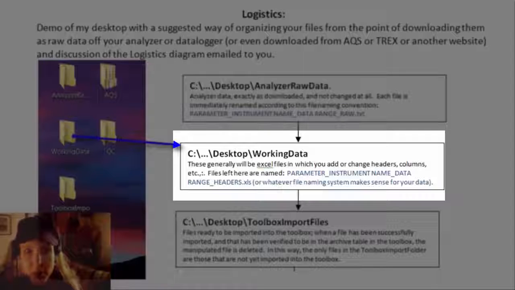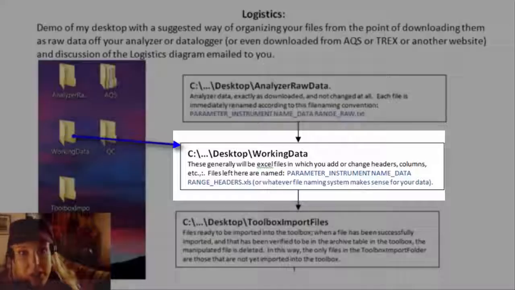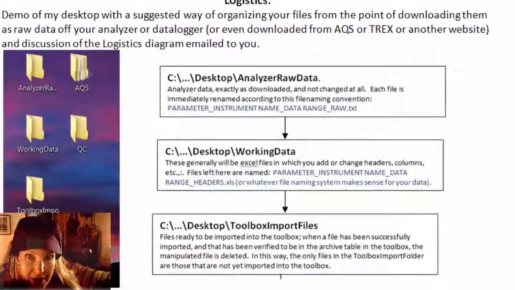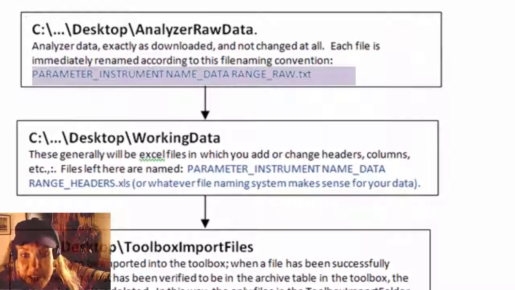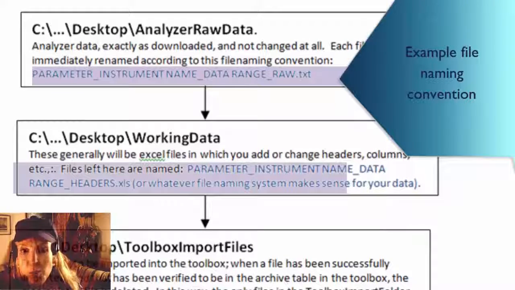Then the next folder we've called working data. And this is the data in which you work with the data, perhaps to add headers, perhaps you want to add some columns, and you need to start being really careful with both the raw data and this working data with the file name. And so we have a suggested file naming convention which makes your data naming easier.